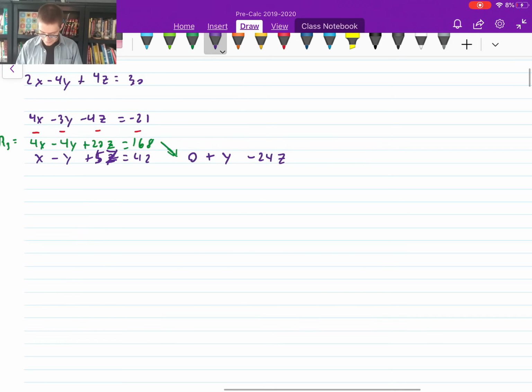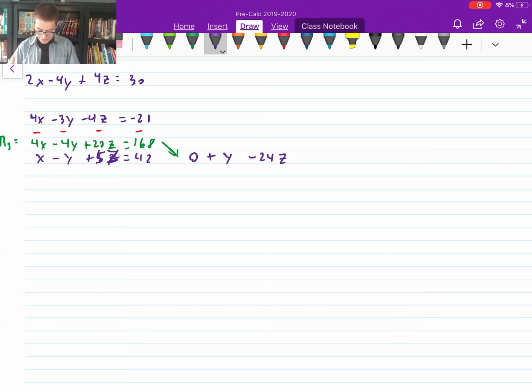And then finally, negative 21 minus 168 would be equal to negative 189, right? Yeah, negative 189. That seems right. Okay, good. I think that's all correct. I want to be very careful. I'm just going to double check myself real quick, make sure that I did this right. And that seems correct. It doesn't hurt to double check yourself, because it gets really easy to make mistakes. Okay, so we've got that one.